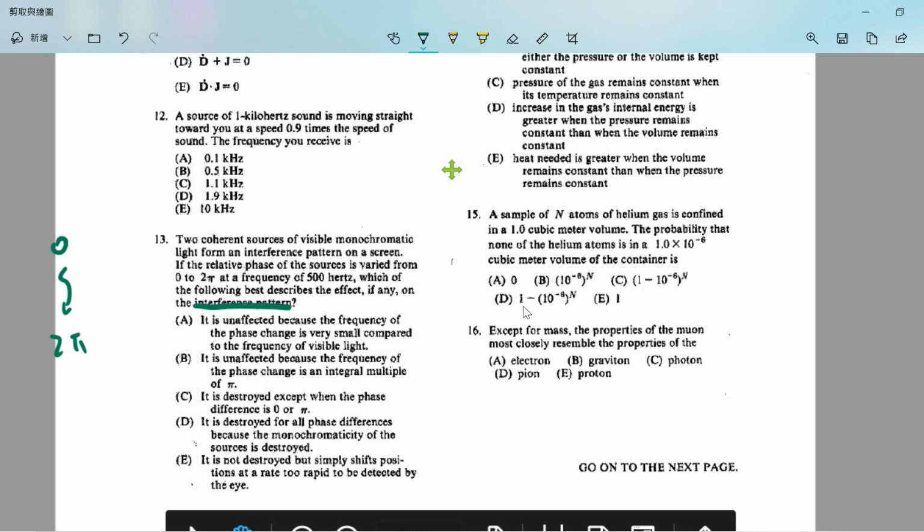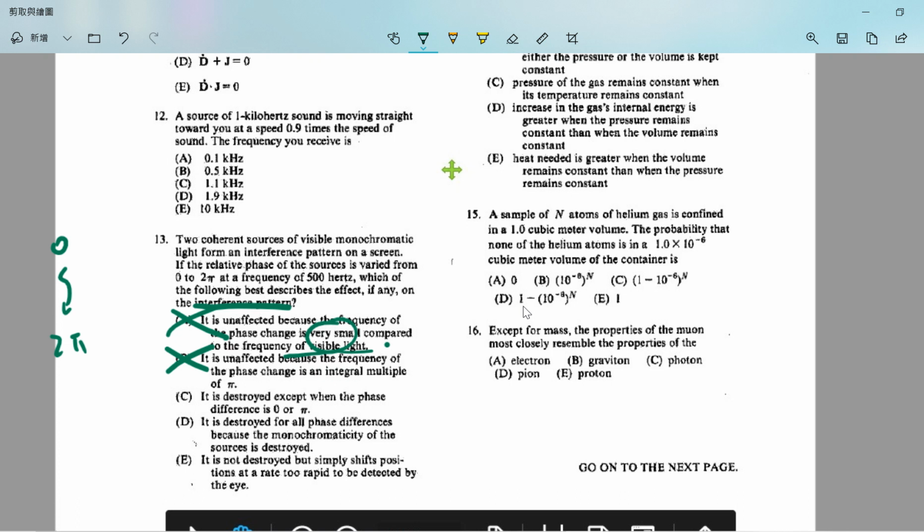Okay, but what you know is that humans can only see changes up to about 25 hertz. So humans cannot see this kind of 500 hertz change. So the first option says the frequency of change is very large compared to visible light. This is not due to visible light, right? And B says unaffected because the frequency of phase change is irrelevant. It doesn't matter.